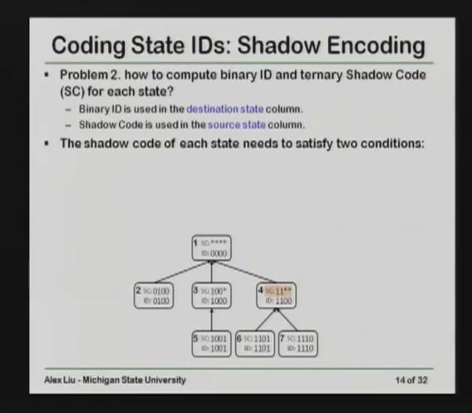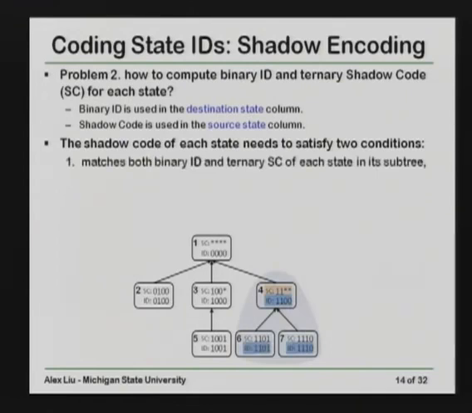So the shadow code of every state needs to satisfy two conditions. One is that the shadow code of every state needs to match all the binary IDs and ternary shadow codes of all the states in a subtree. For example, the state we colored light blue, 1 0, has shadow code 1 0 star star. It needs to match all the binary IDs and shadow codes in its subtree.